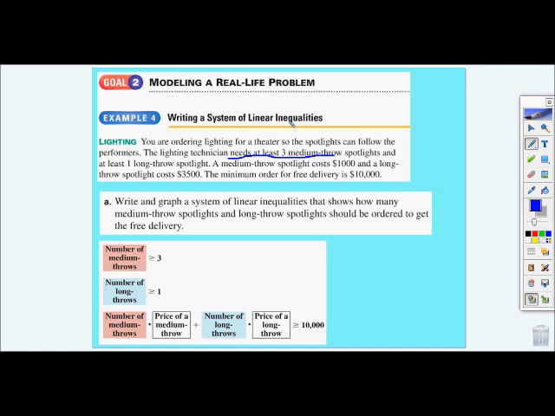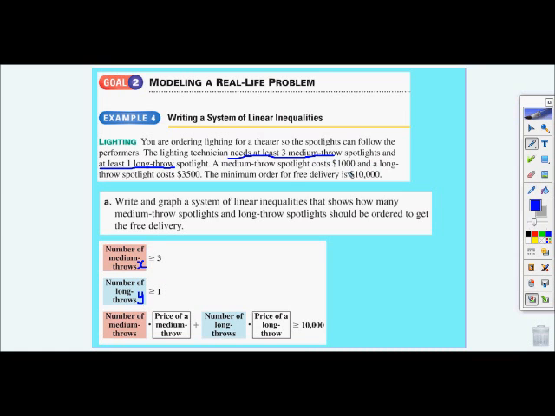Again, these are inequalities, so you're looking for those keywords like least or at the most. We have another least here. We need at least one of the long throws. So the number of long throws also makes an inequality statement of greater than or equal to 1. Now we could then assign each of these a variable, our x and our y. These are going to give us our horizontal and vertical boundaries.